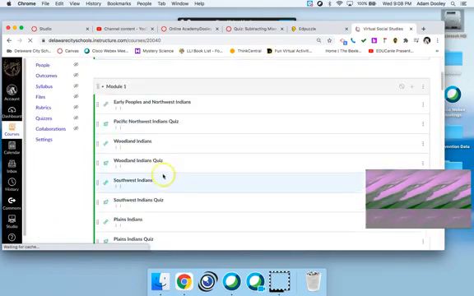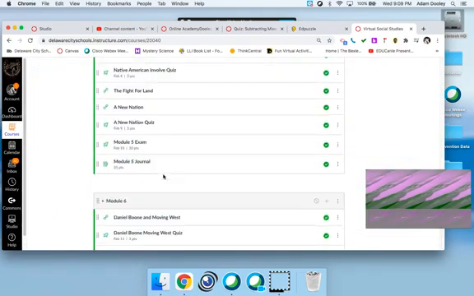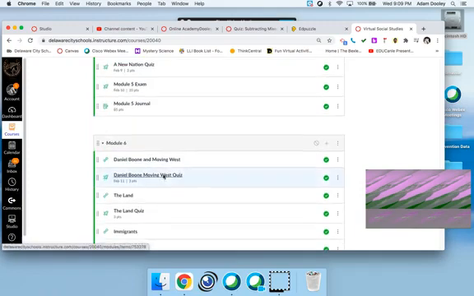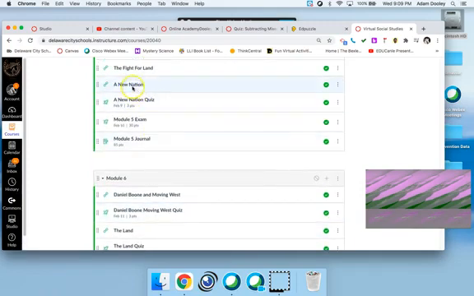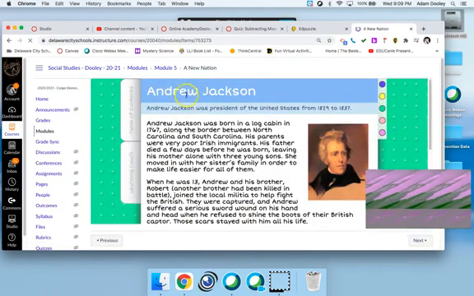This is a little bit longer of a lesson. So let's go ahead and jump right into this lesson. And there it is, a new nation. All right, so Andrew Jackson. Andrew Jackson was president of the United States from 1829 to 1837.